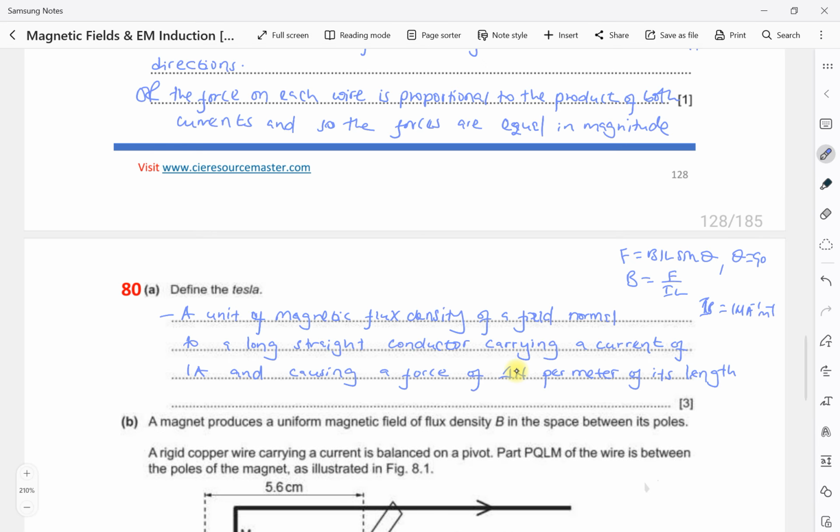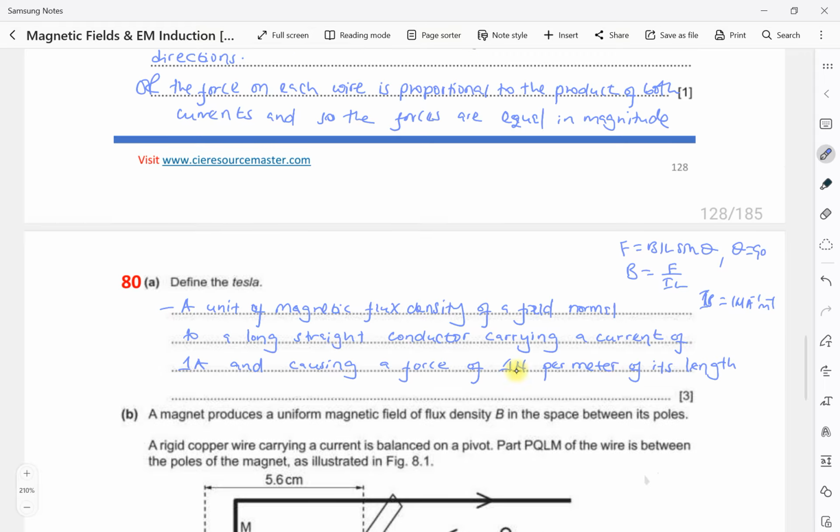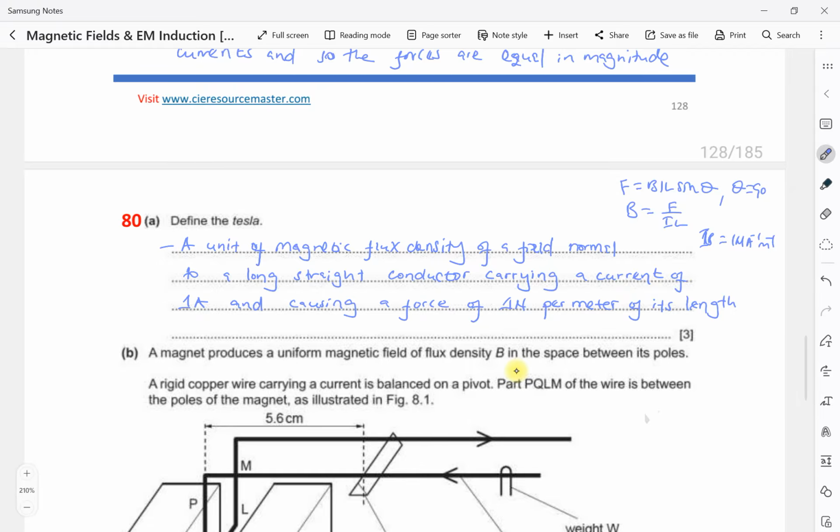A unit of magnetic flux density of a field normal to a long straight conductor carrying a current of 1 ampere and causing a force of 1 Newton per meter of its length. So it's force per ampere per meter, it's Newton per ampere per meter.